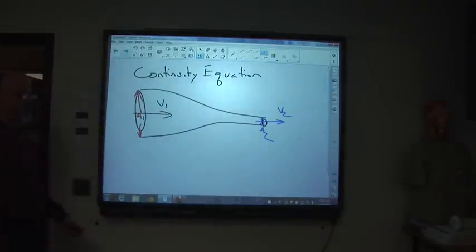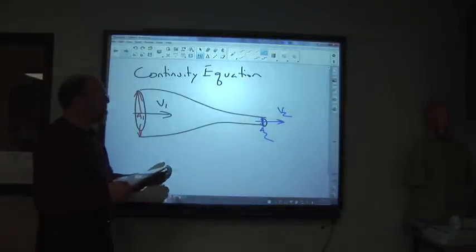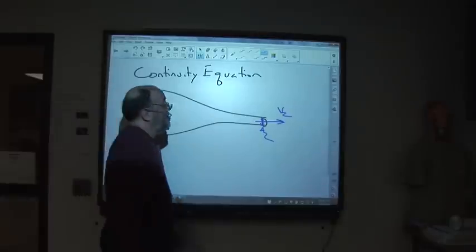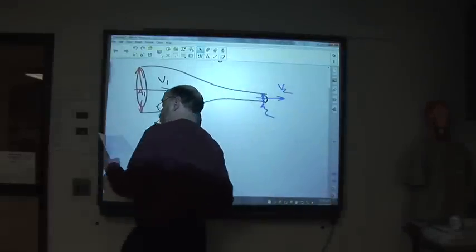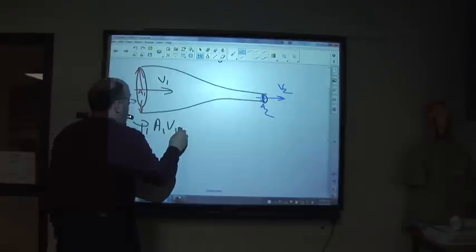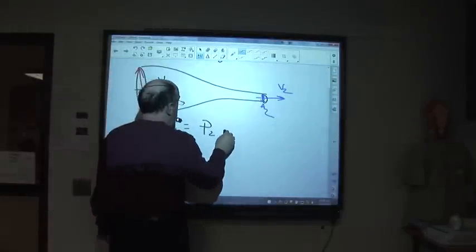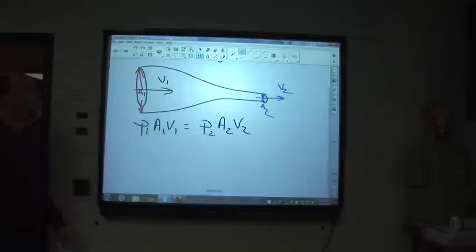Some of you have seen this before. If you think in terms of a garden hose, you turn it on, you have no nozzle at the end, and the water just sort of flows out. And then you put your thumb over the end and make the opening smaller, and it comes out at a greater velocity. And so in terms of this equation then, we get that the density times A1 V1 is going to be the density as it comes out the opening times the area and its velocity.